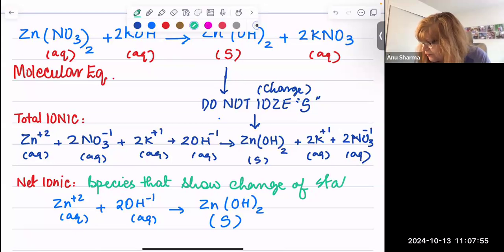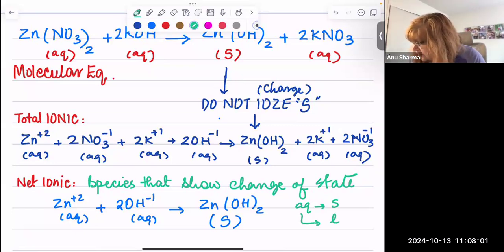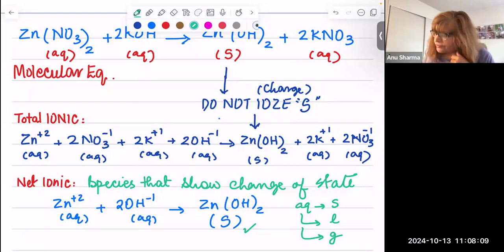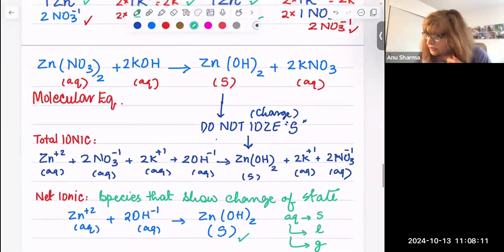Okay, going from aqueous to solid, and it can also go from solid to liquid. It can also go from solid to gas, like there are some examples also. But in this case, for your course, solid is fine. Okay, so that's one type of question that will be there.